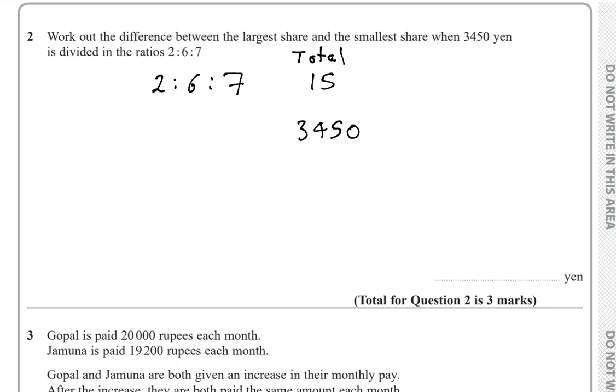Okay, so how many times have we got to multiply that ratio up? Well, 3,450 divided by 15 will tell us how many times we've got to multiply that ratio up. 3,450 divided by 15 is 230. So I've done that sum on my calculator, but I've written down that that's the sum that I've done. So we now want to times each of these by 230.